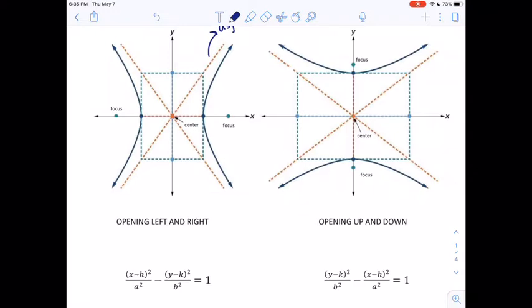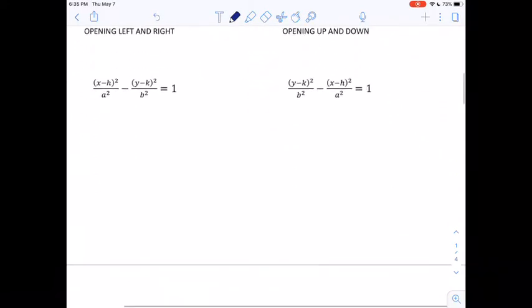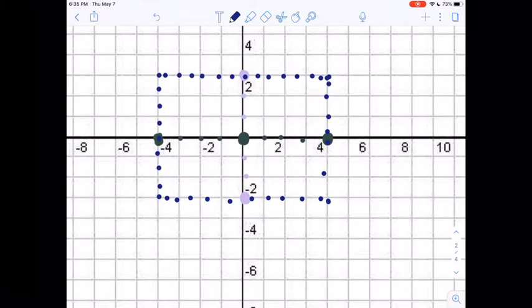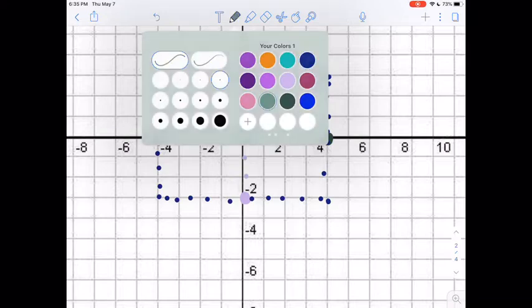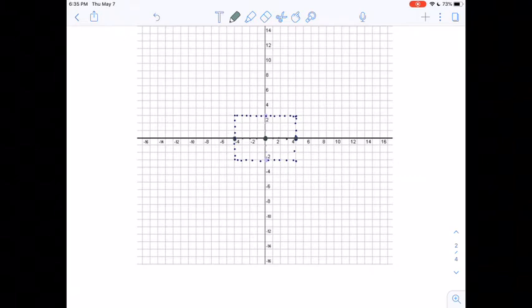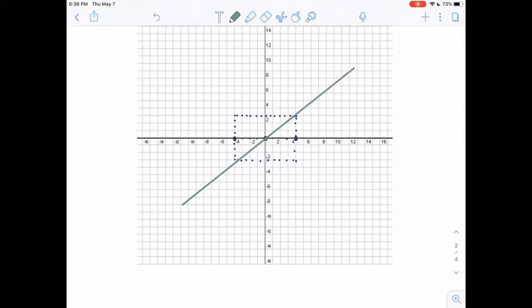Okay, so I'm creating this rectangle. You could kind of see it in these diagrams through those points that I created. Okay, and now your asymptote is going to go through the center and the corners of your rectangle. Okay, so I'm going to draw lines through the center, through the corners of my rectangle. So I'm creating a diagonal through the rectangle, and I'm going to do it the same way on the other side. So it's got to go through the center and then through the corners of the rectangle.